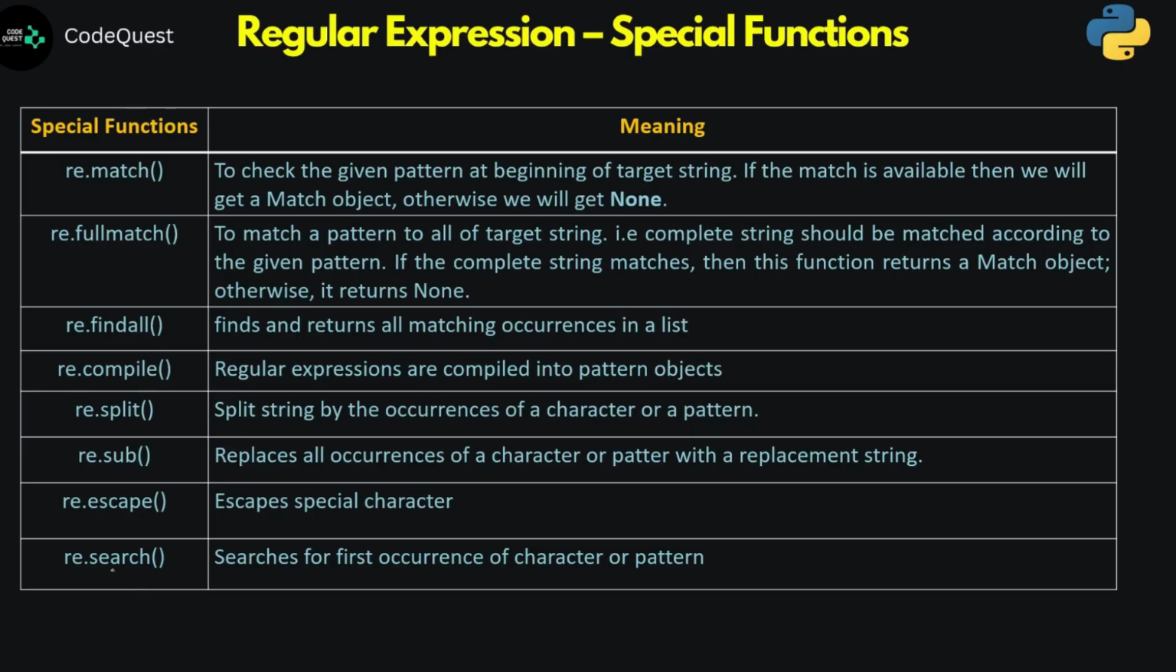Coming to the search function, it is going to find the first occurrence of a character or a pattern. The search function behaves just like your match function, but it is going to search for a particular pattern or a set of characters anywhere in the string. Whereas in the case of the match function, we know it is going to check for a pattern at the beginning of the string.